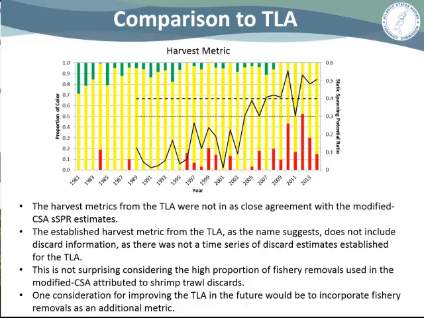And the traffic light analysis was a little more conservative in the final 2 years, suggesting moderate concern, particularly with the harvest, whereas the modified CSA was a little bit more optimistic, less concern.